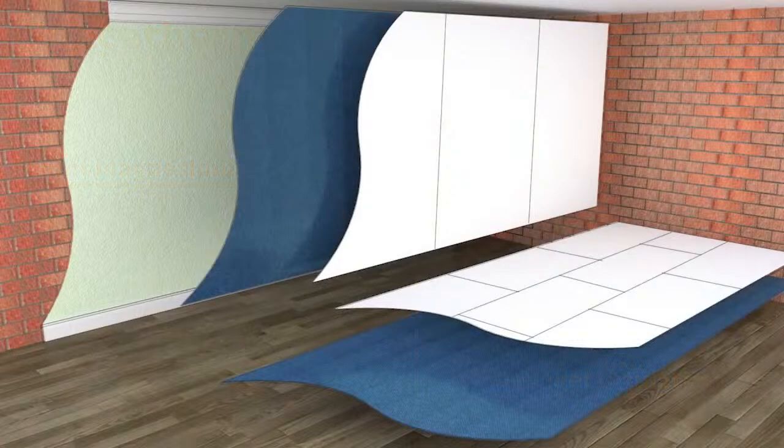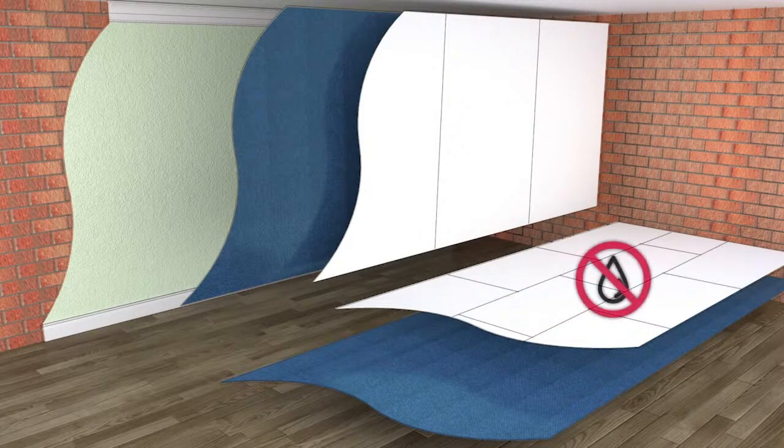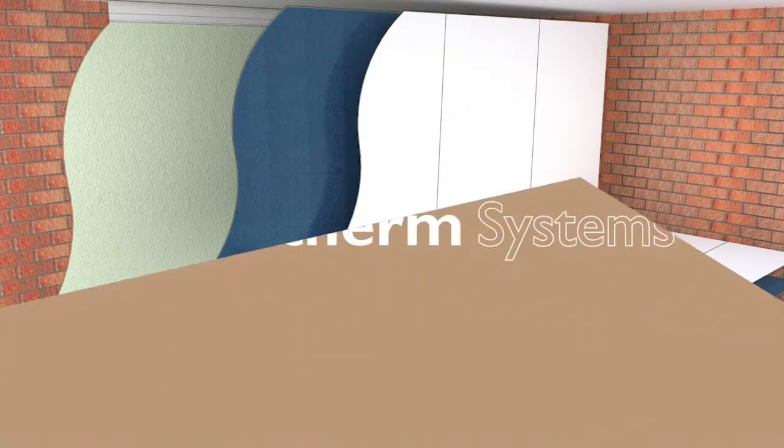Spacetherm Multi is available in both 2400 by 1200mm and 1200 by 600mm sizes, with the smaller size board being ideal for projects such as loft conversions where access may be restricted. The inherent moisture resistance of both the Spacetherm Aerogel and the magnesium oxide facings make it a great option for floors where the presence or condition of damp proofing may be unknown.